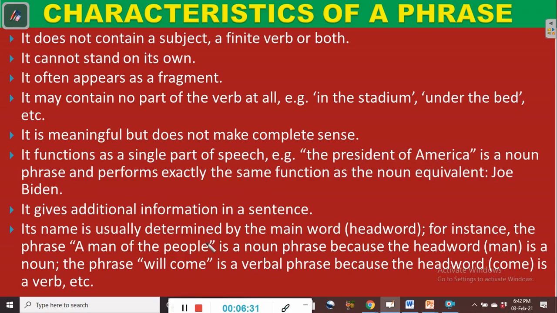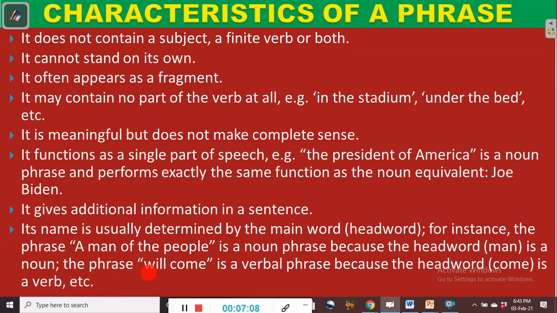All right. So a phrase is a group of words that is used as a single part of speech. It constitutes a unit within the sentence structure and it expresses an idea. So then it gives additional information in a sentence. Of course, its name is usually determined by the head word. For instance, the phrase a man of the people is a noun phrase because the word man is a noun.